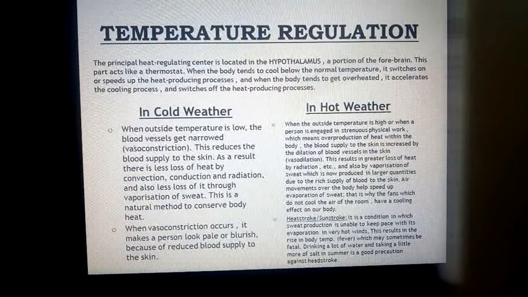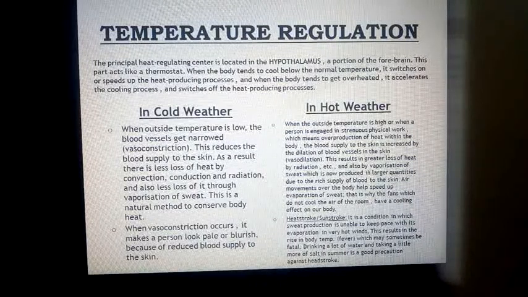and also by vaporization of sweat, which is now produced in larger quantities due to the rich supply of blood to the skin. Air movements over the body help speed up evaporation of sweat. That is why the fans, which do not cool the air of the room, have a cooling effect on our body. Got it? Heat stroke or sunstroke.